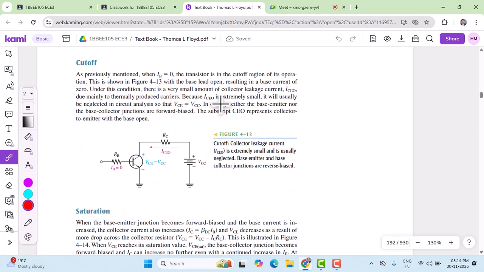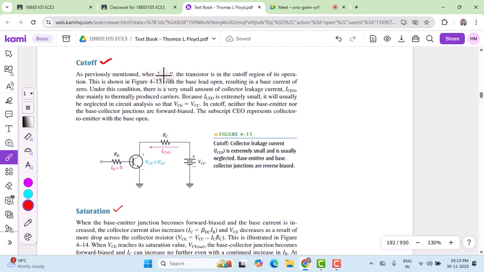Now it's time to discuss two important regions of operation, namely the cutoff region and the saturation region. So these two regions we'll discuss in today's class. Let's first focus on the cutoff region.